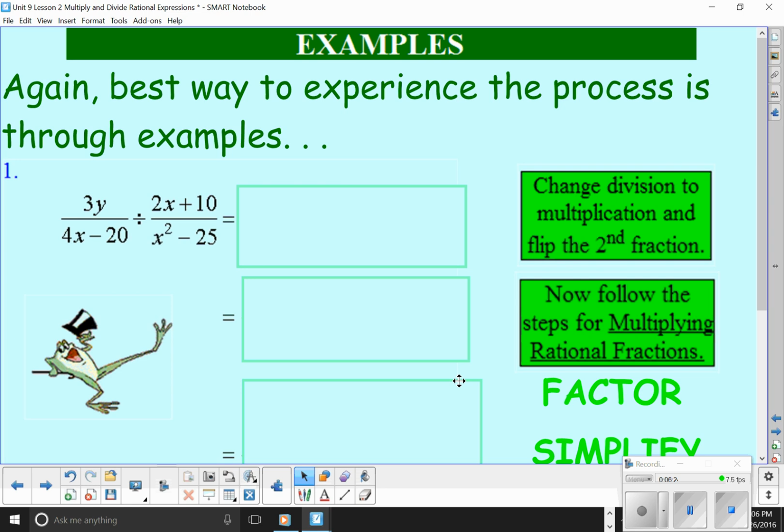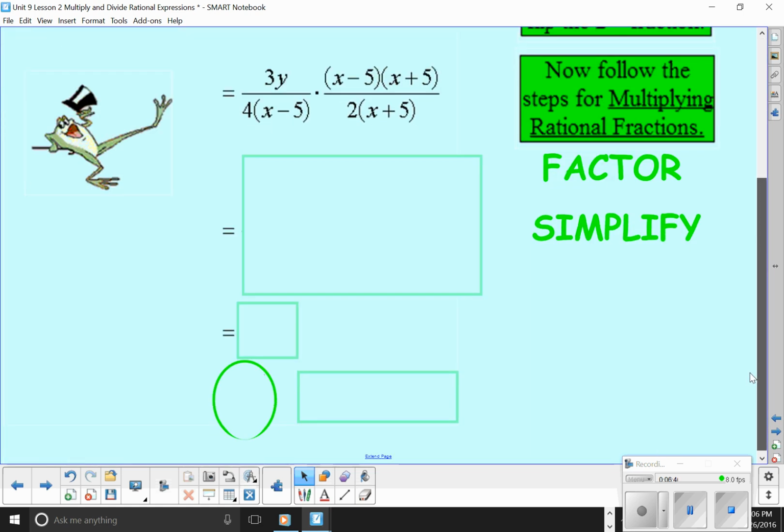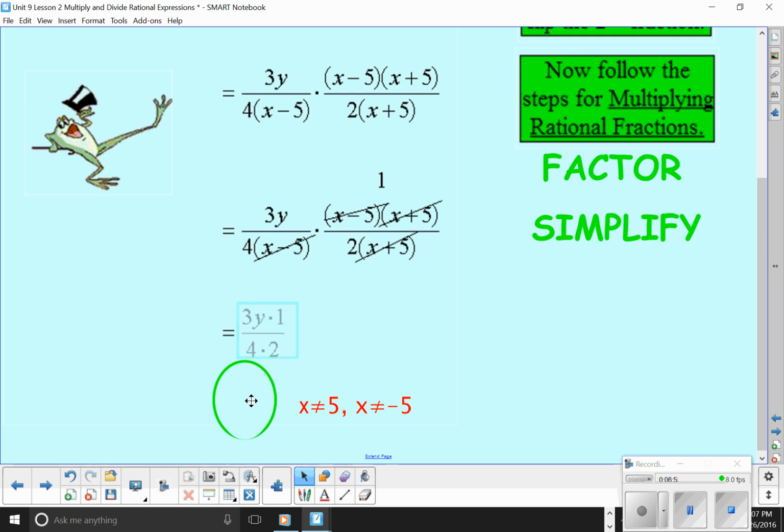Again, best way to look at it. Here, our first problem. What do we do? We multiply by the reciprocal of the divisor. That means flip the second one and multiply. Now, we're right back to what we did in the first few. We need to factor, so we factor. Then we need to identify our restrictions. And we even have to make sure, here we simplify, and we simplify.